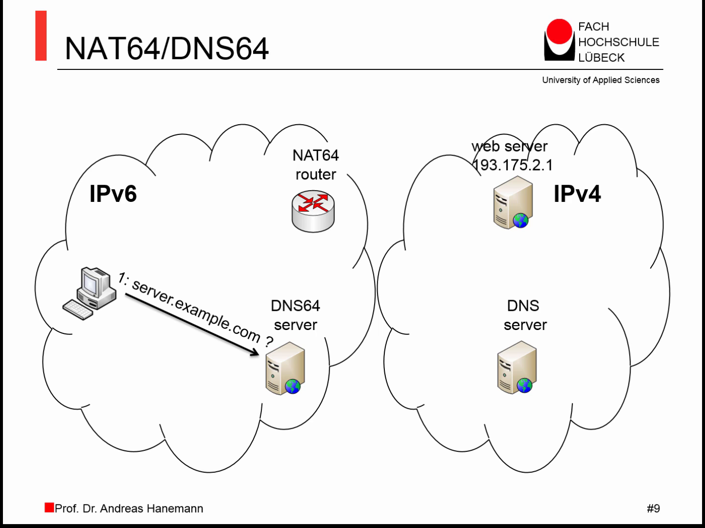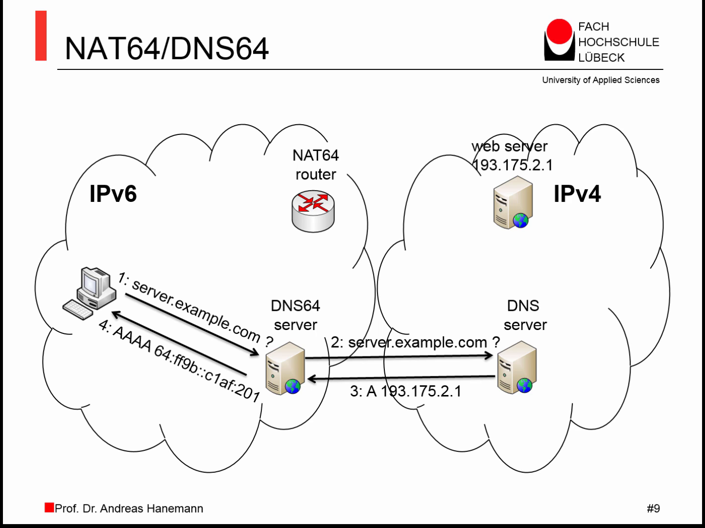The DNS server is a special DNS64 server and translates this request to an IPv4 request to the proper DNS server in the IPv4 only network. This DNS server replies with the IPv4 address, which is translated by the DNS64 server to an IPv6 address. This IPv6 address uses a special beginning, 64: and so on. The computer does not know that there is anything special about this IPv6 address and uses it to start a TCP connection to the server.